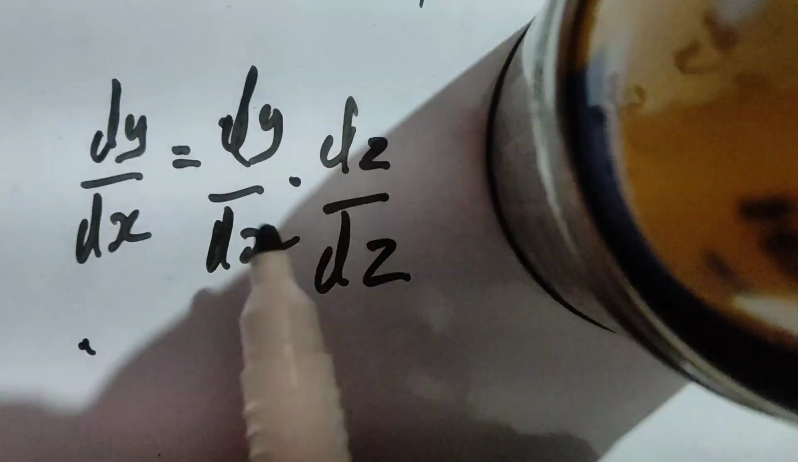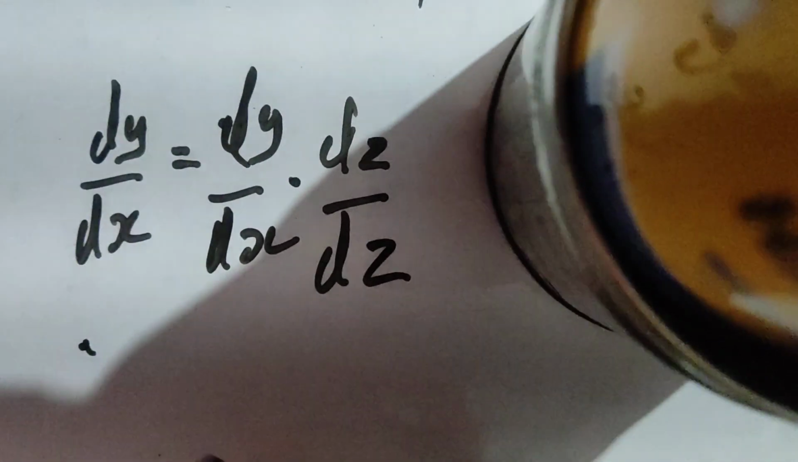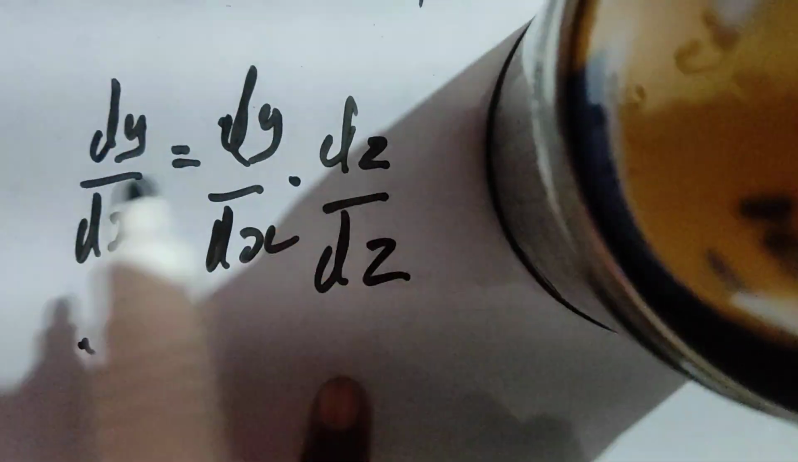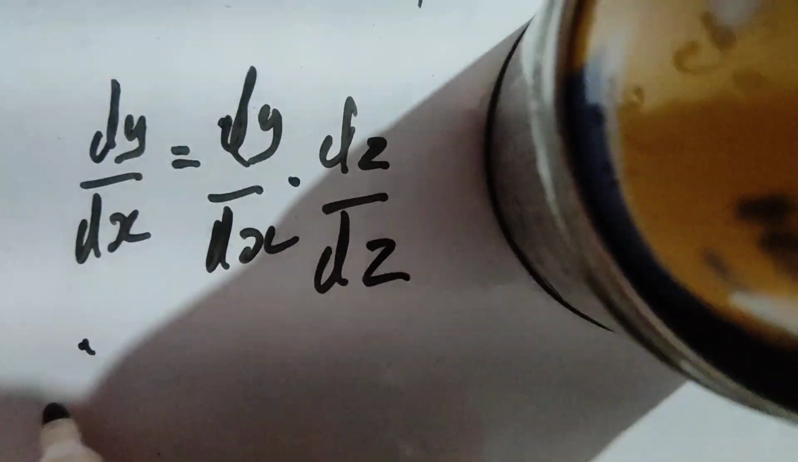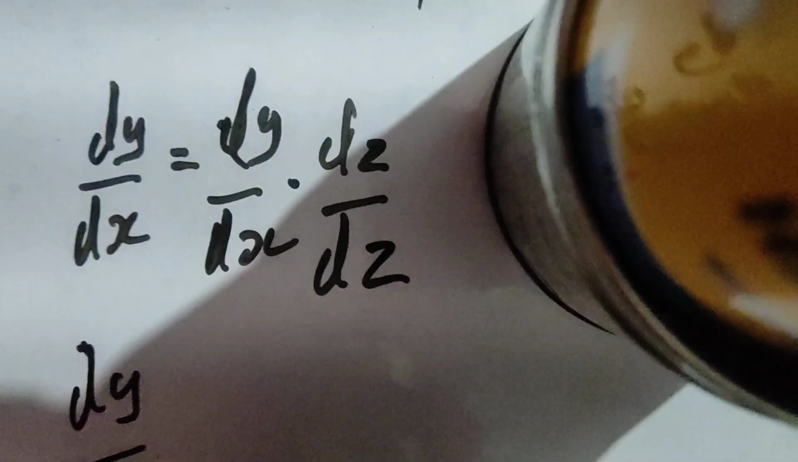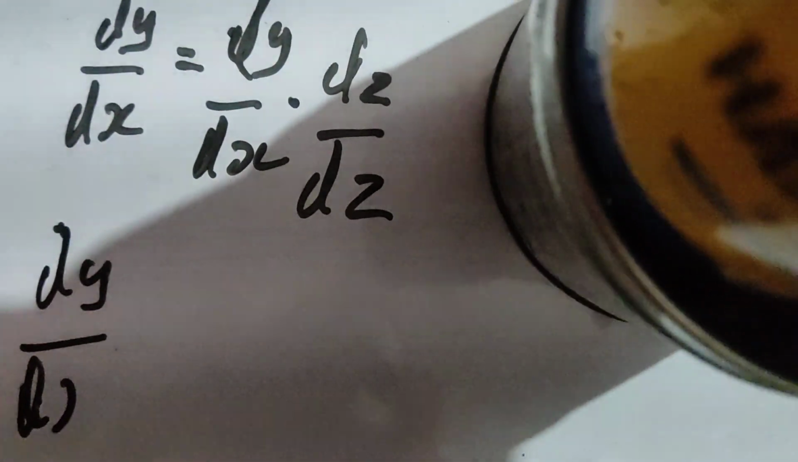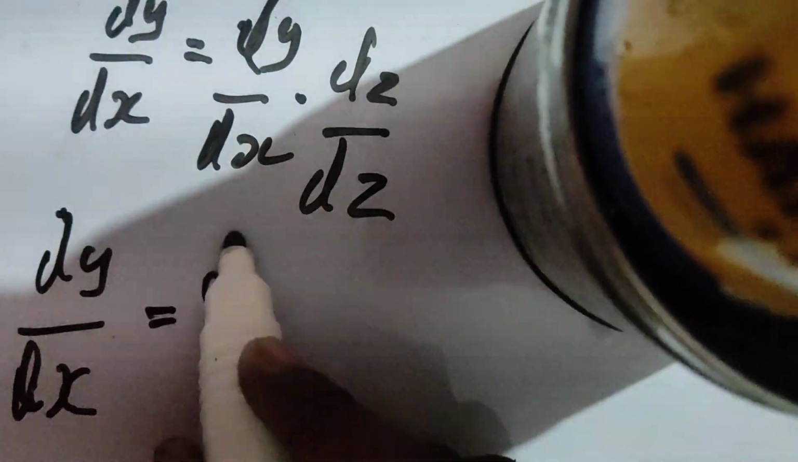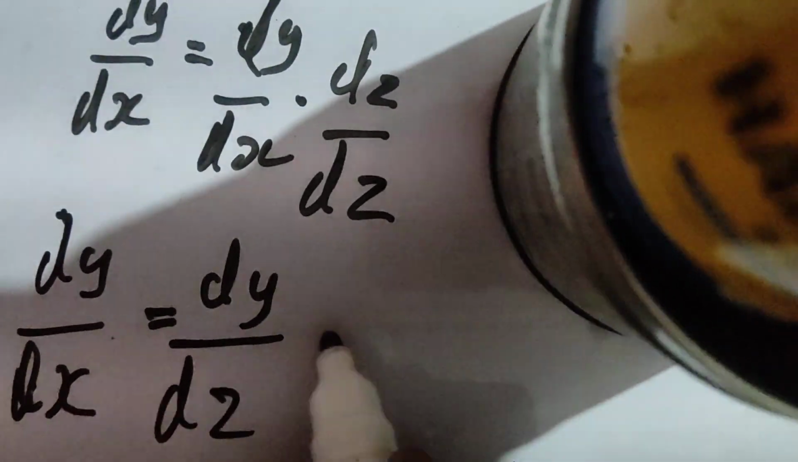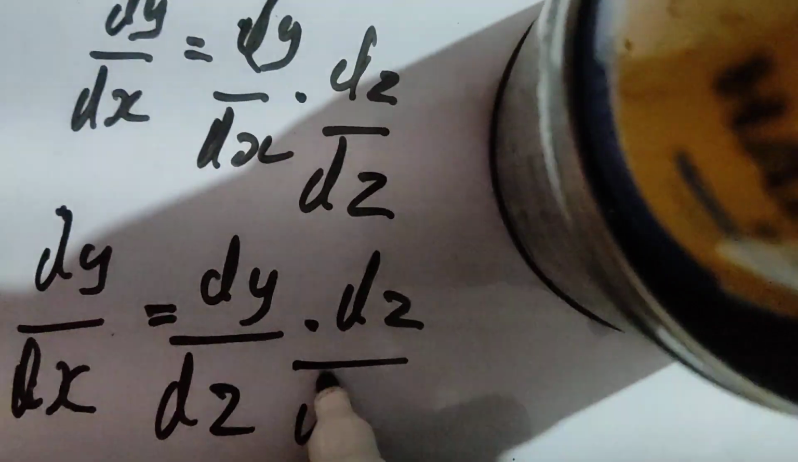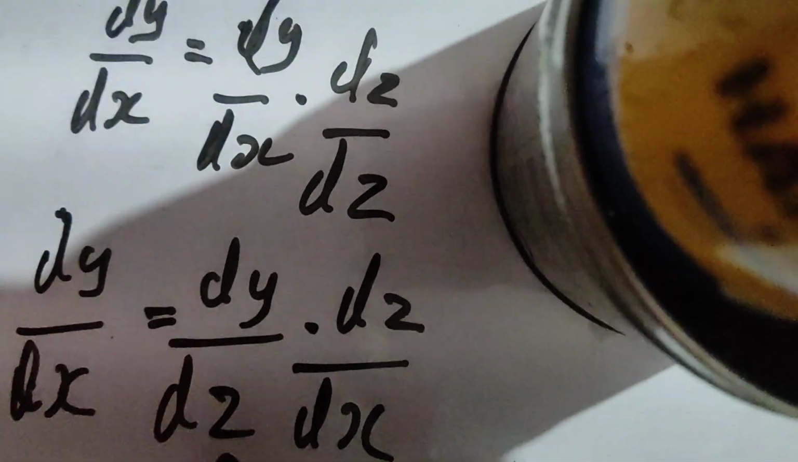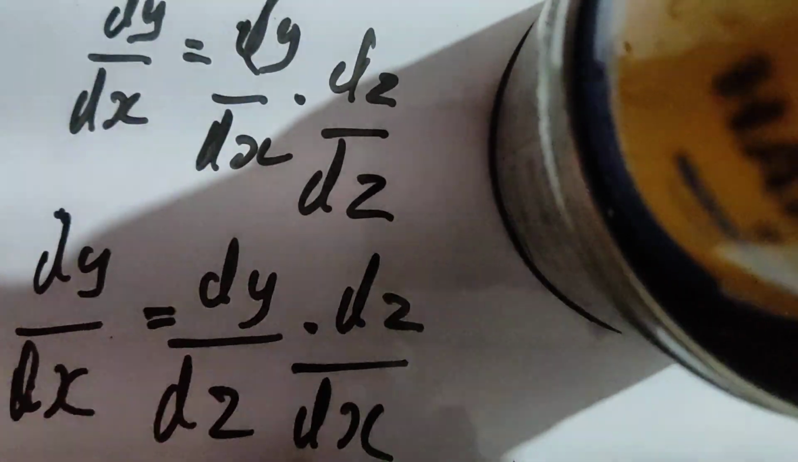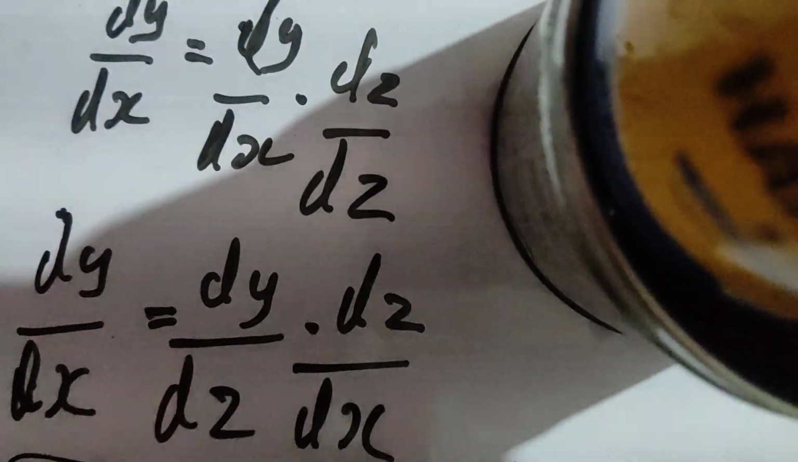Okay, so let me put this here now. So now, through the commutative property, we swap the denominators, not the whole fraction, but the denominators only. So this becomes like this. Okay, dy by dx equals dy by dz times dz by dx. So now you can see that y is a function of z and z is a function of x. So that is the formula.